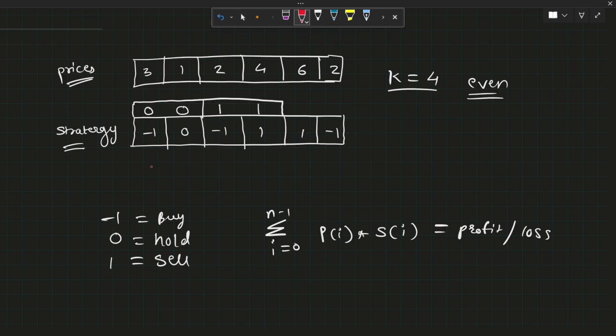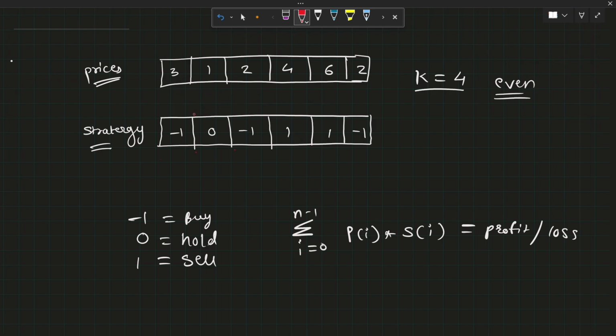So now let's consider that we don't choose any subarray and we didn't do any modification. So the simple answer would be the multiplication of all these values, right? The price at that day into the strategy, similarly the price into strategy, and we do this for all the values, and in such a way we can calculate the answer without modifying any subarray. Now let's say we select a subarray.